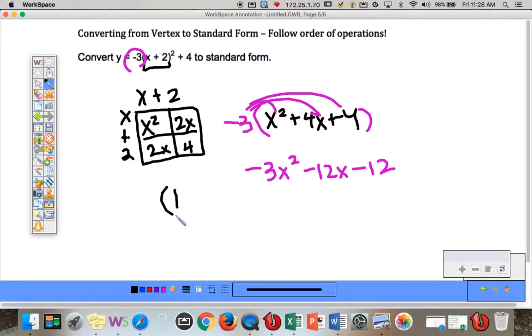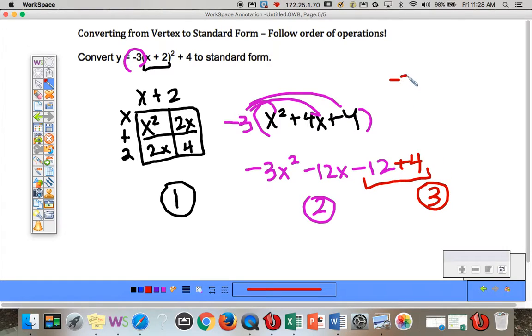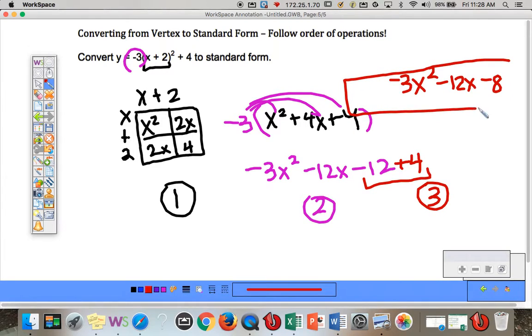Okay, so again, step 1, use a box, multiply it out. Step 2, distribute the negative 3. Step 3, we have this plus 4 at the end. So combine like terms and rewrite. Negative 3x squared minus 12x minus 8 is our equation.